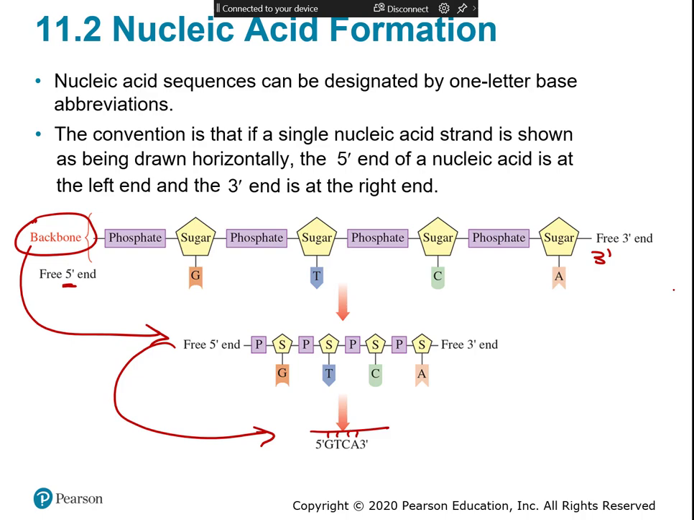But these are just ways that they simplify, because you can agree the very bottom one is the fastest one to draw. If you just had to put the bases, you didn't have to write the sugar phosphate stuff, you just put the very bottom.